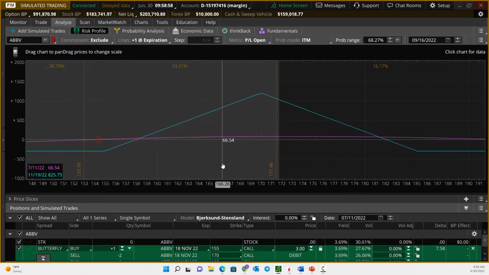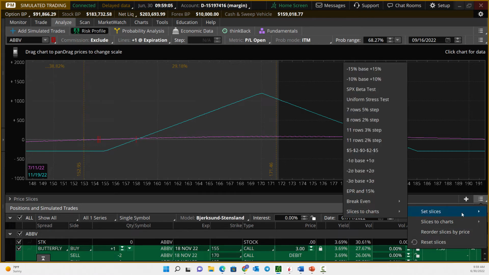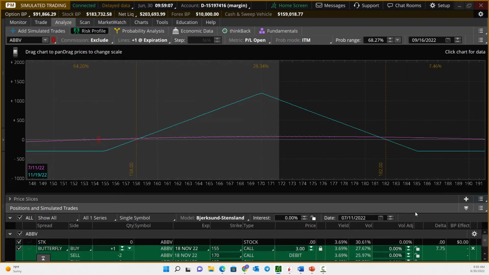But you look at this, and it's a big, wide net, right? It's a big, wide area. If I set these slices to break even at expiration, you can see that we've got a profit zone between 158 to 182 per share. That's not too bad when you really think of it in terms of probability. $24 wide on a $150 stock, you're still talking about, on a percentage basis, a pretty good area, pretty good window.